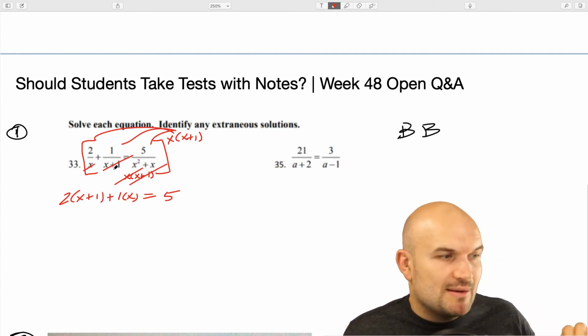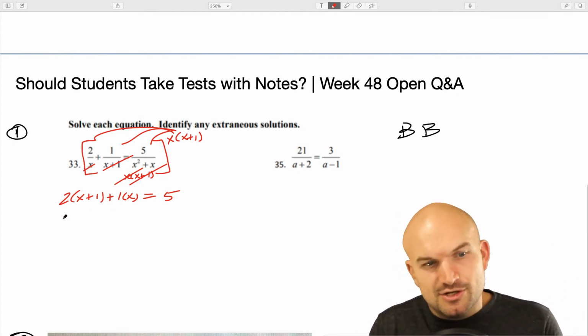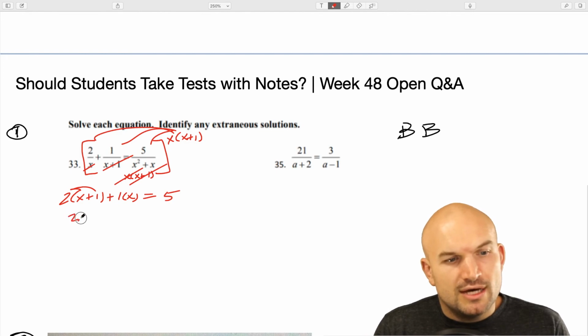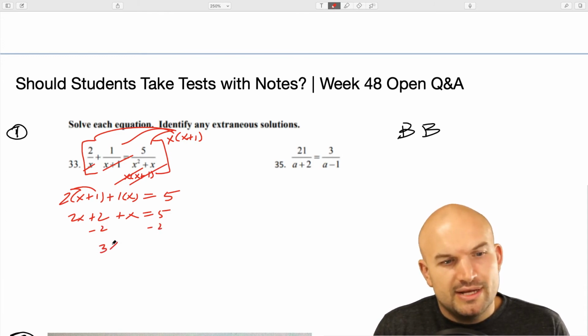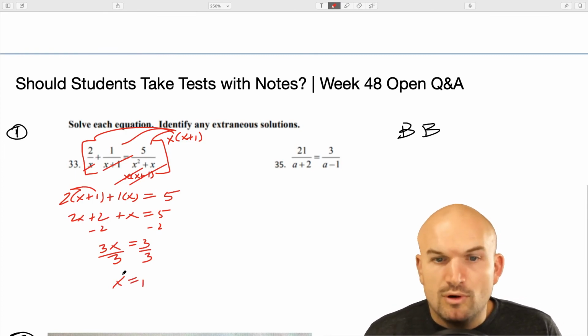That's the important thing about multiplying by your LCD: you're multiplying by something that your denominators are going to evenly divide into. And now you just have to do a little distributive property. Subtract the 2, and you get 3x equals 3. Divide by 3, and x is going to equal 1.